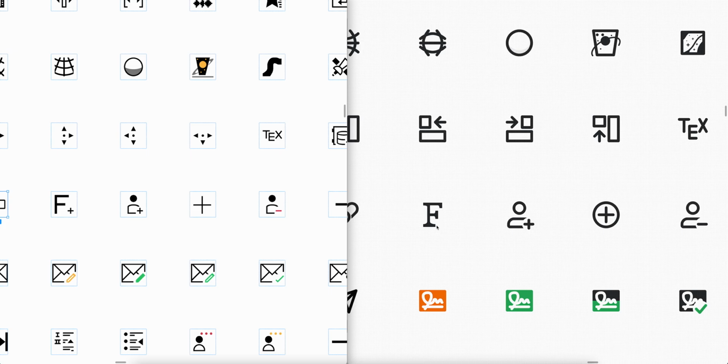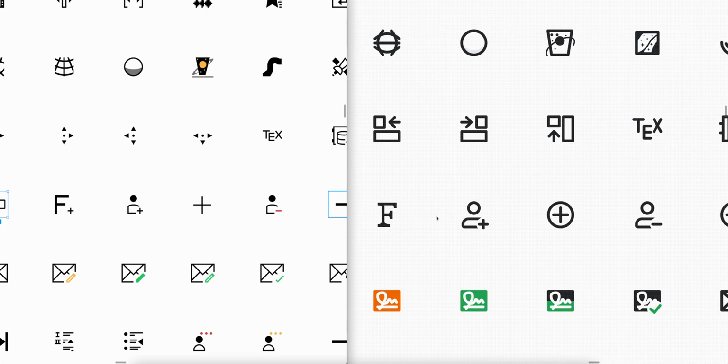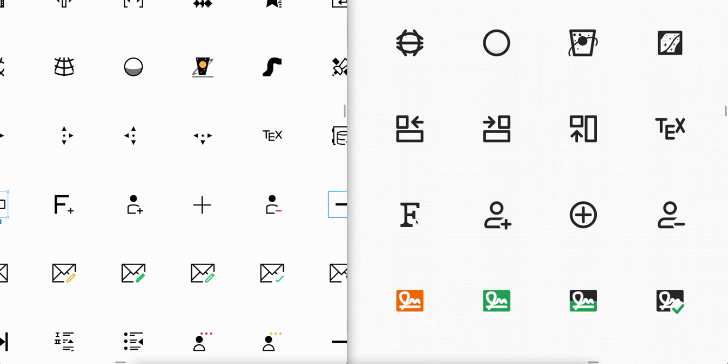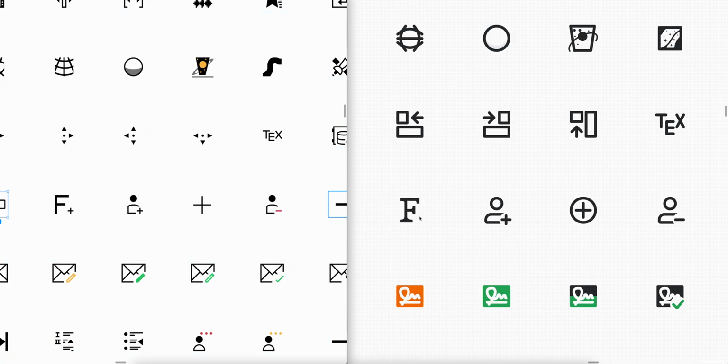Then we have a font icon. And here I tried to not go so much for the pluses and the minus because they're so small, they're not always understood. So instead, I just wanted to give it a more stylized look to the F to signify font.